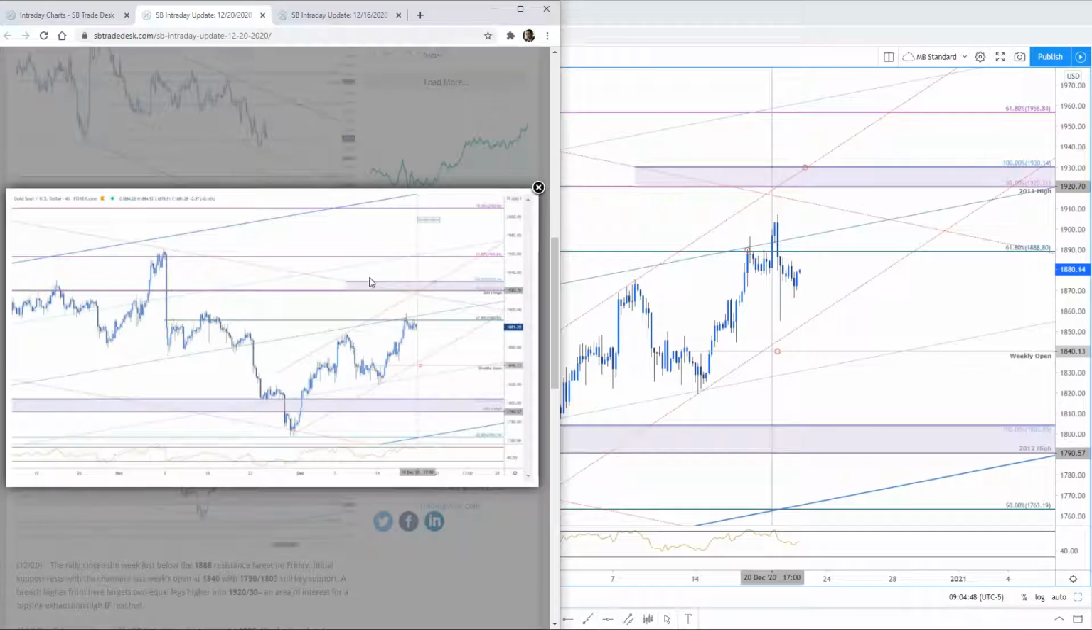No change to any of the updates or any of the levels that we've highlighted earlier in the week. Still looking for sort of a range consolidation break. You need a break below last week's weekly open at 1840 to shift the focus lower. 1920, 1930, critical resistance on the way up for gold.